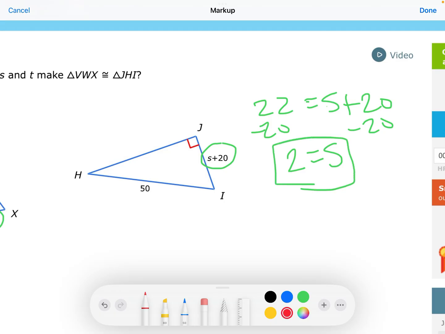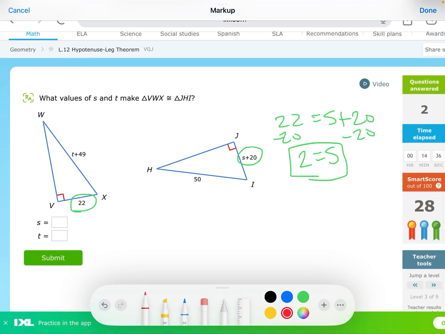All right, cool. Then we go back and we say, okay, my longest side on this triangle is T plus 49. The longest side on this triangle is 50. So I can write T plus 49 is the same thing as 50. And we can already tell that means T equals 1, right? If we subtract 49 on both sides. So your answers are 1 and 2. All right, cool. Still not too bad.